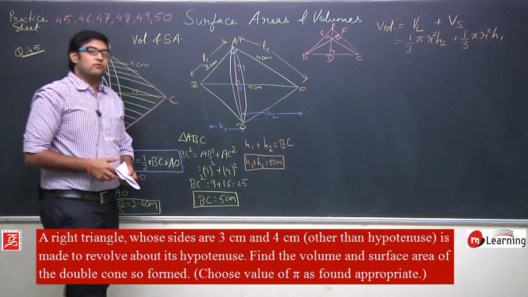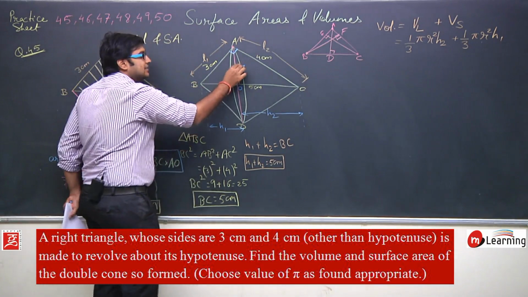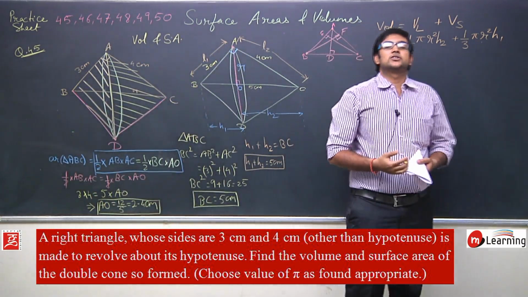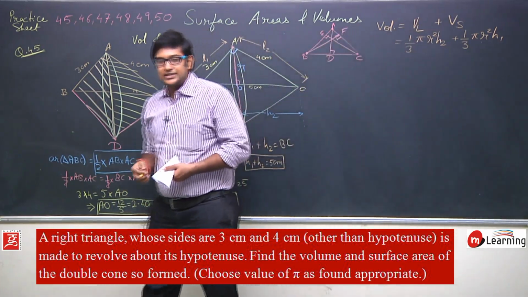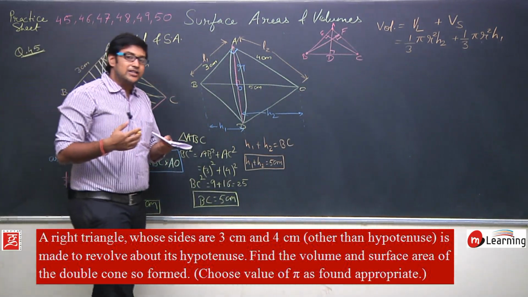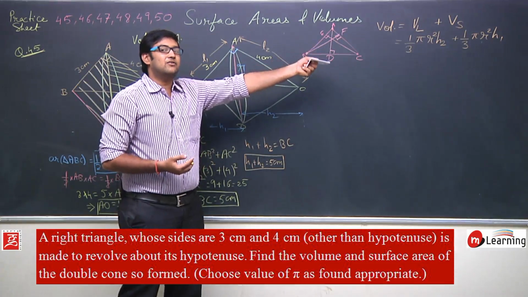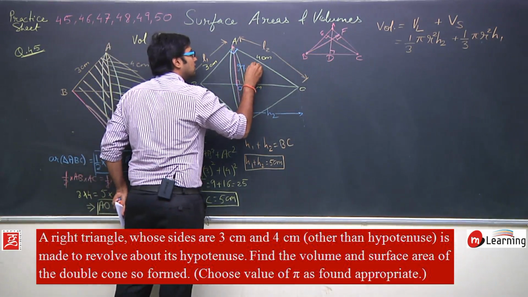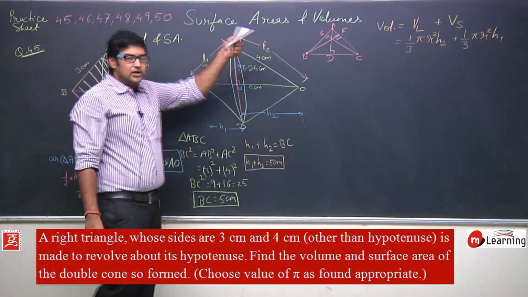So the value of AO, now what is AO? AO is basically the radius of this combination of solid figures. The radius of the solid figure is AO, which is 2.4 centimeters. So finally I have got the radius, the most required thing to calculate the volume. I have got the radius. The radius is 2.4 centimeters. Now can I calculate the volume?